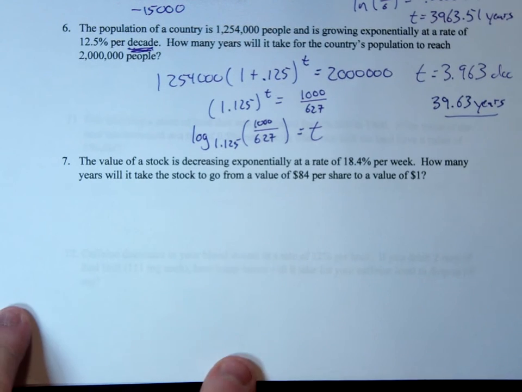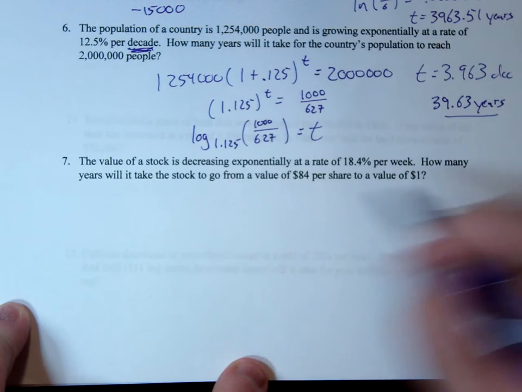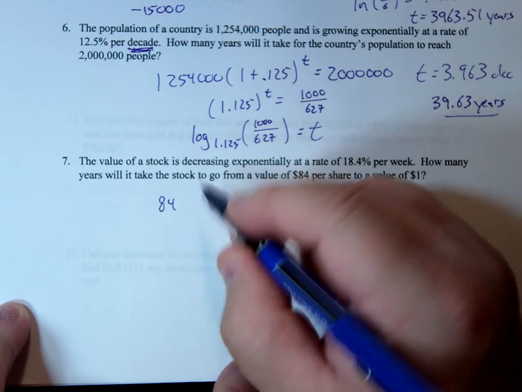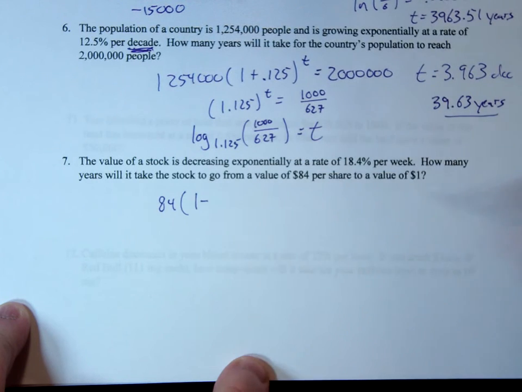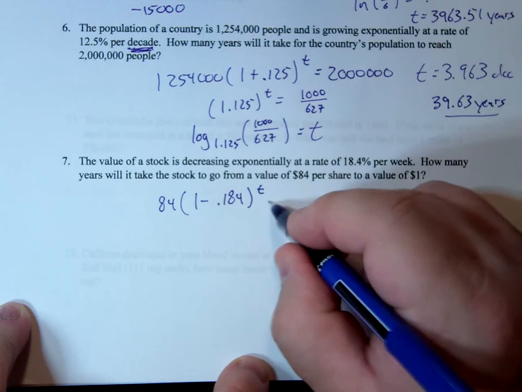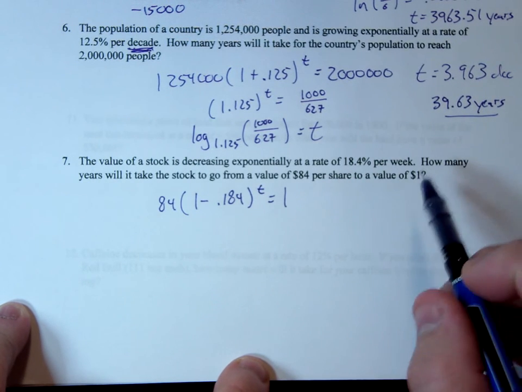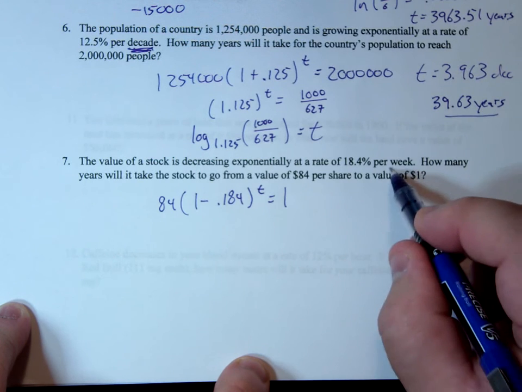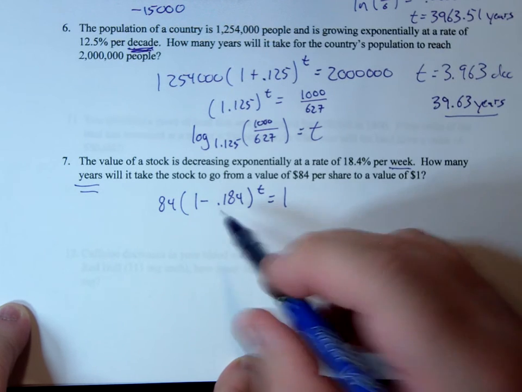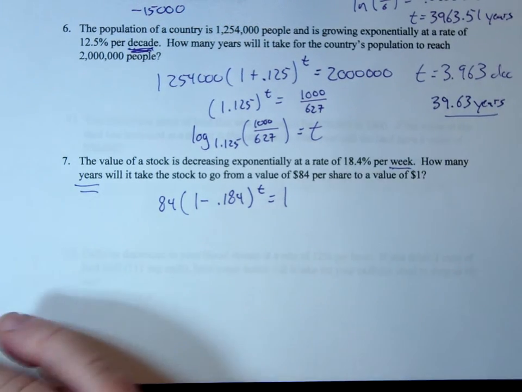Okay. Value of the stock is decreasing exponentially. So this is rate of decay. How long is it going to take for $84 to decay? 0.184 is the rate, so that it equals $1. And this is per week. And the question says how many years. Let's see. So we're going to divide by 84.